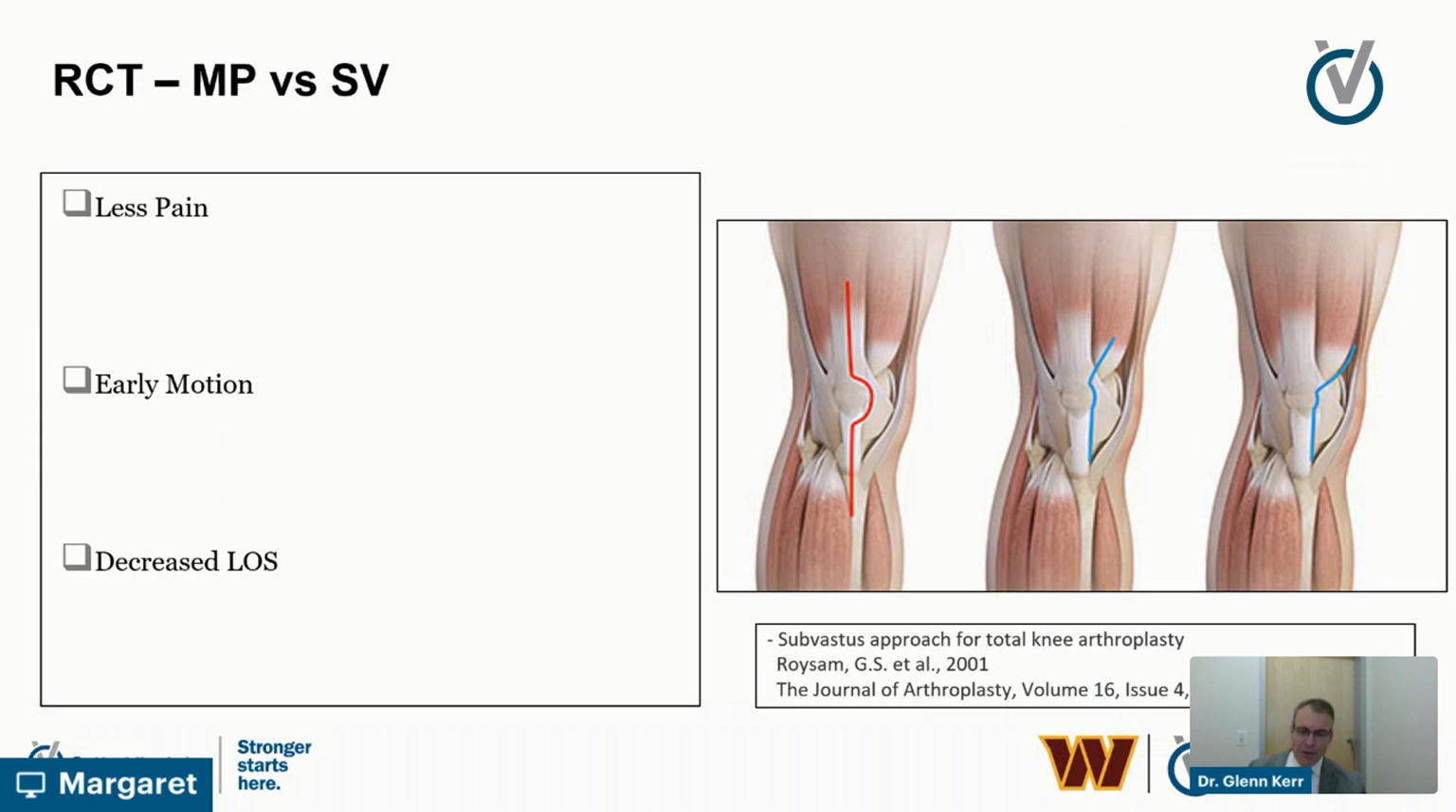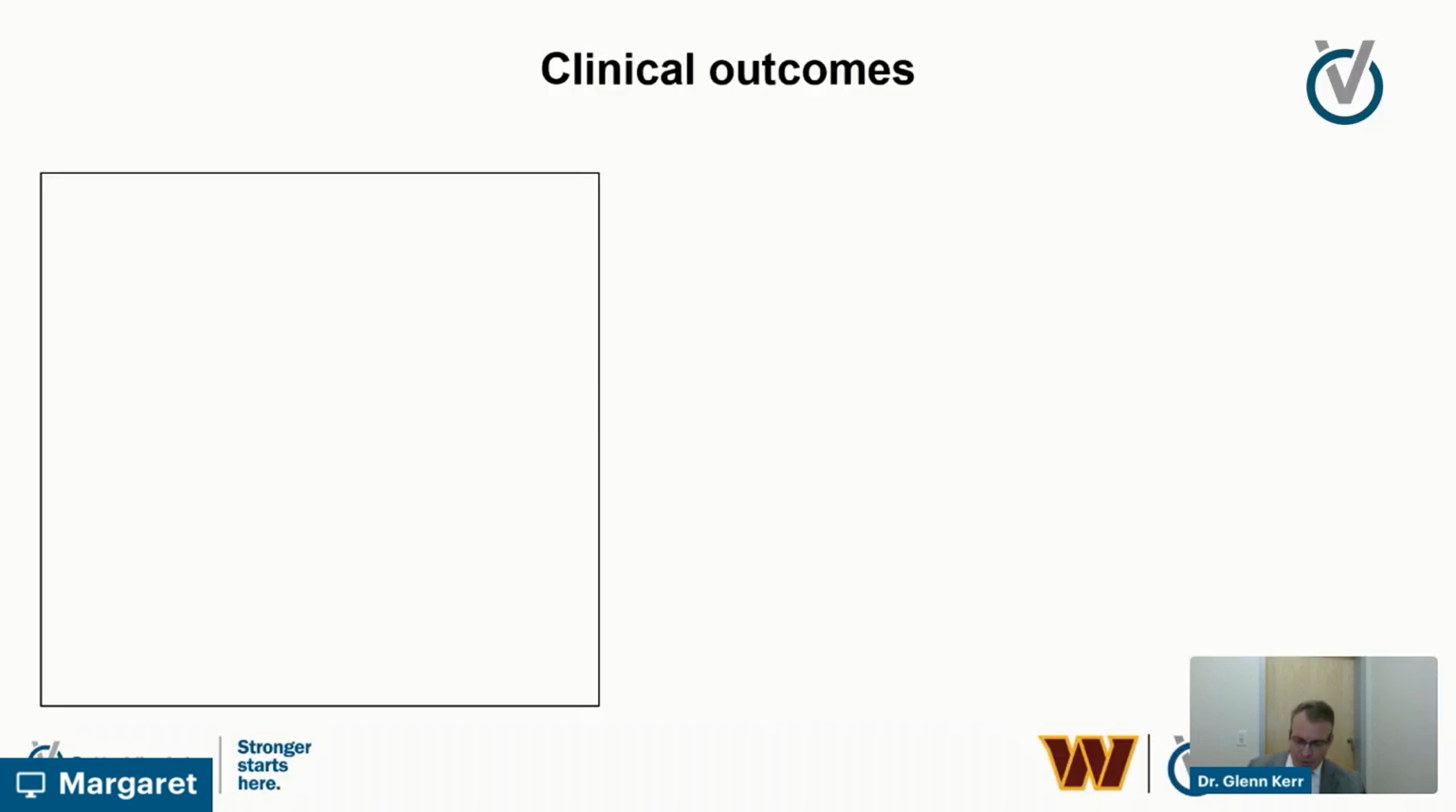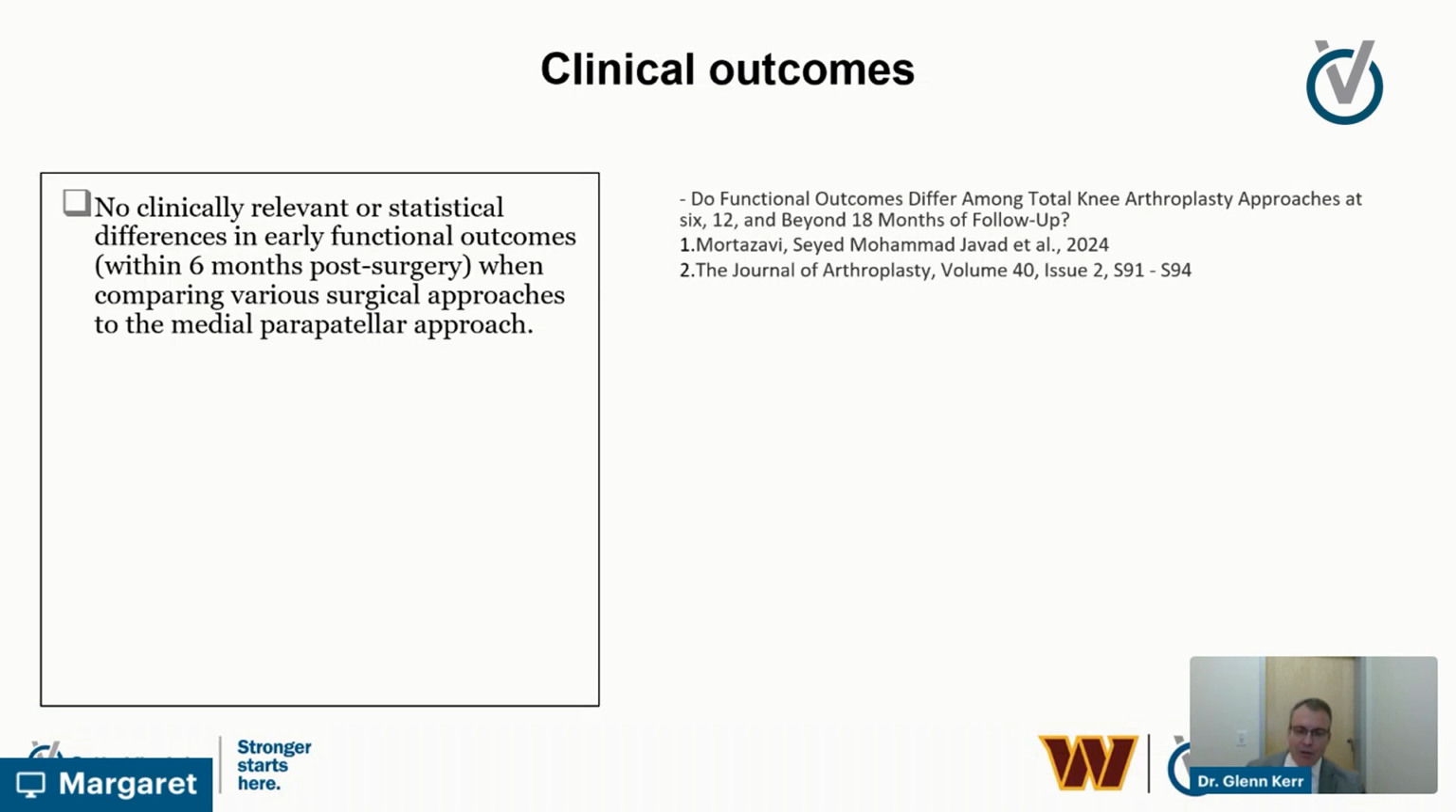As we move on, I want to talk a lot about outcomes. There are a number of different studies, and the first one that I'd like to talk about was by a guy named Matazabi. This was done in 2024. They looked at the World Expert Meeting, and this is a meeting of people who were fellowship trained in hip and knee replacement, and they were all given a task. They came together during this meeting, and I don't know how many participants they had, but they reviewed the literature looking at these different approaches, and what they found is there wasn't really a statistical or relevant difference in the early functional outcomes within 6 months post-surgery when comparing the different approaches to the medial parapatellar. So they didn't really find a difference, and this was done in 2024.